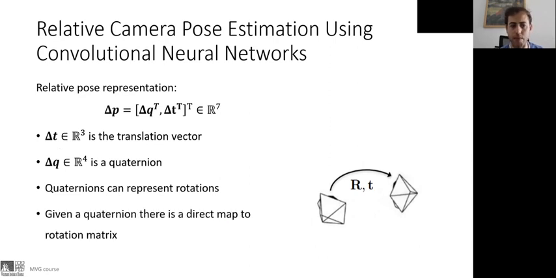There is a direct map from a quaternion to a rotation matrix. It's just representation, so I don't want to get into too much detail about how to represent rotation with quaternions, but let's just assume that given a 4-dimensional normalized vector, I can map it to a rotation matrix. Okay, so this is their representation for the relative pose between two cameras.